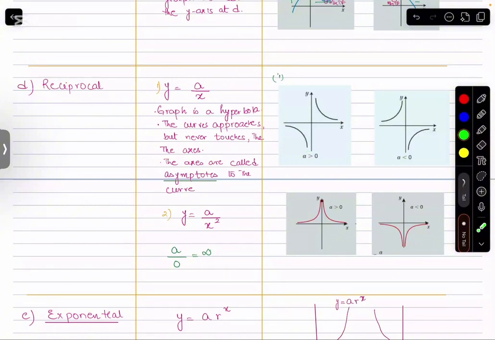Or opposite cases, agar a less than 0 hai, then obviously it's going to be in the second quadrant, never touching both the axes, and then it's going to be in the fourth quadrant. Again, both the axes are being asymptotic here.